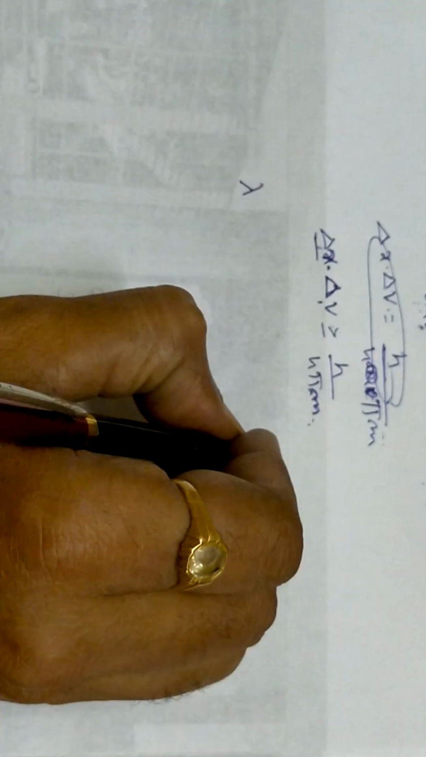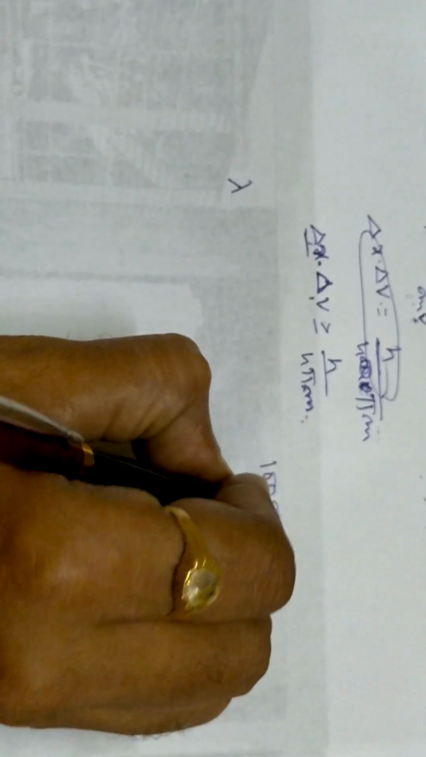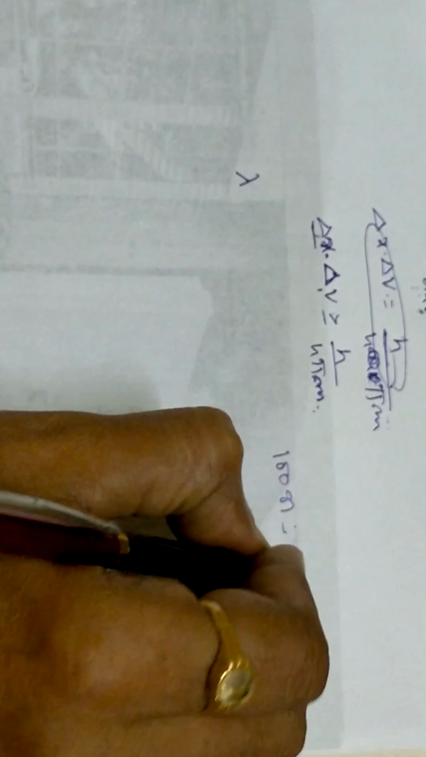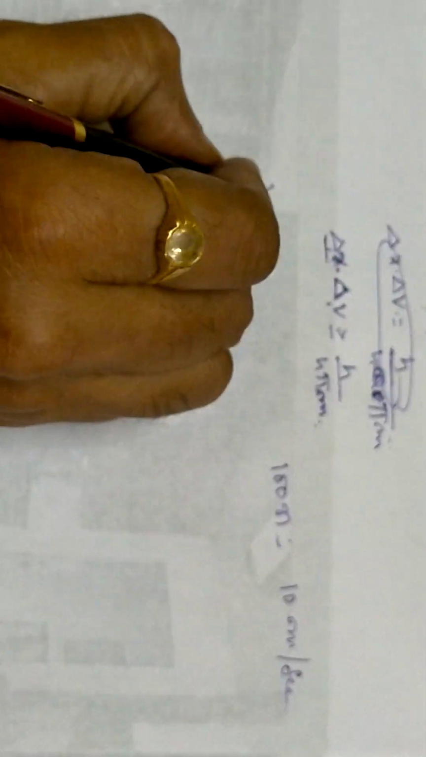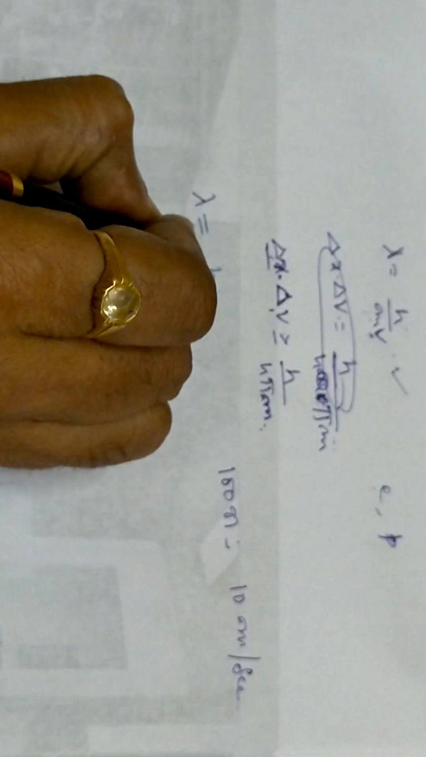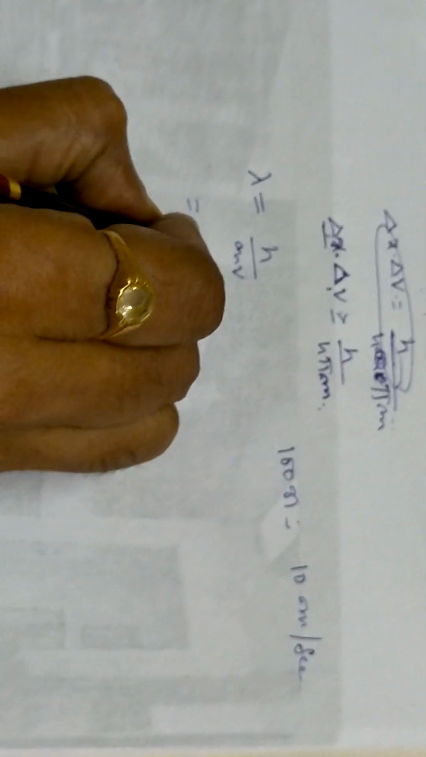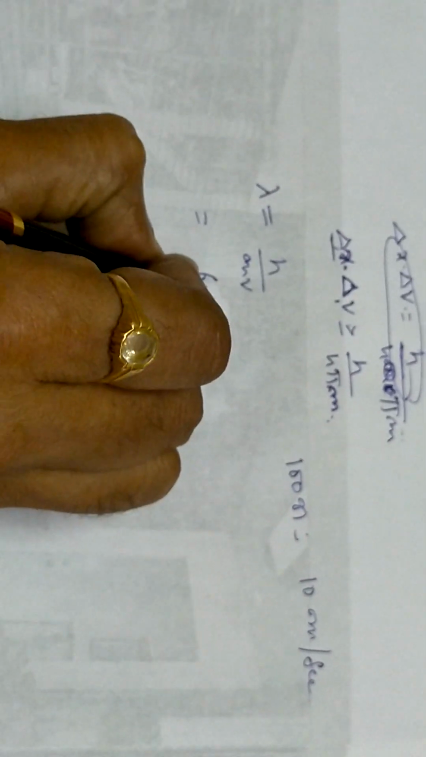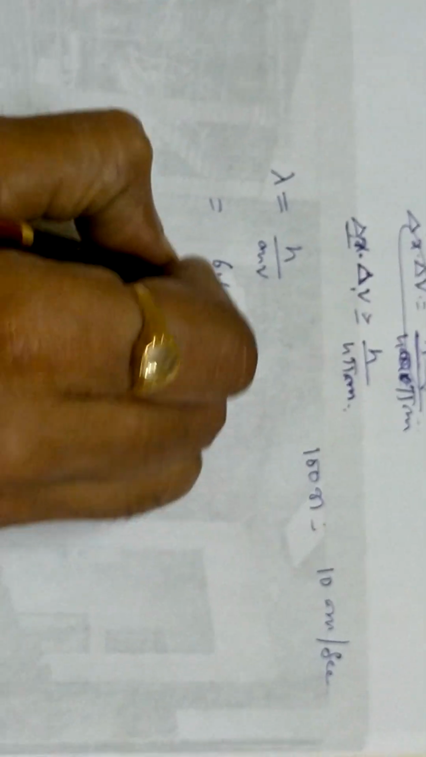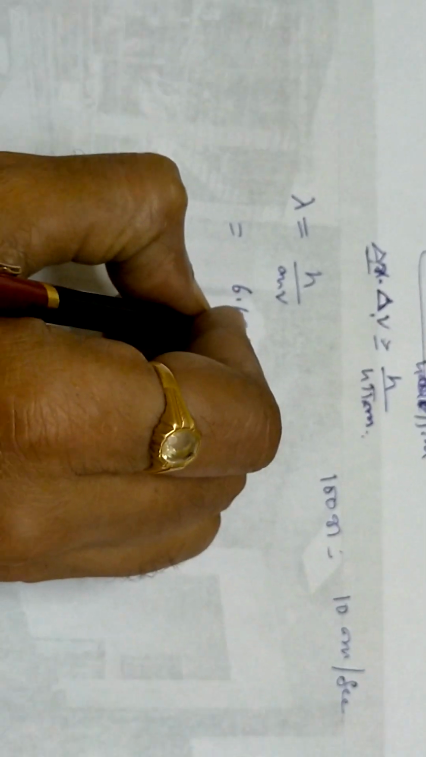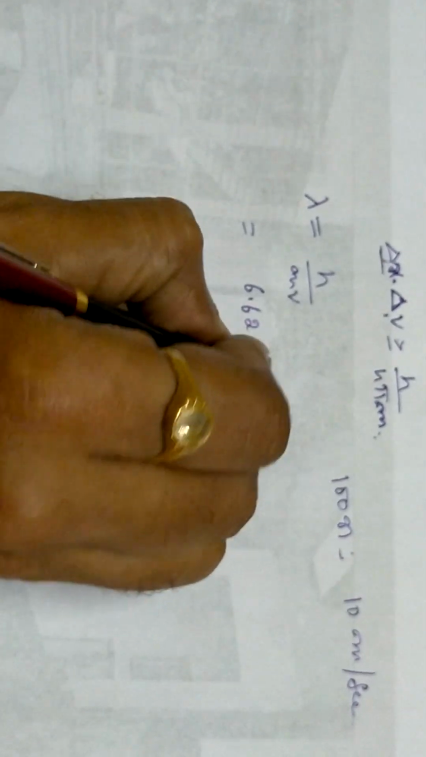Wavelength, everybody knows, will be in centimeter or meter or whatever it is. Now, a cricket ball of 100 grams is taken and its velocity is 10 meters per second. What is the wavelength? We know the de Broglie equation, lambda equals h by mv. I want lambda, and h I know, 6.62 into 10 to the power minus 34 joule second.